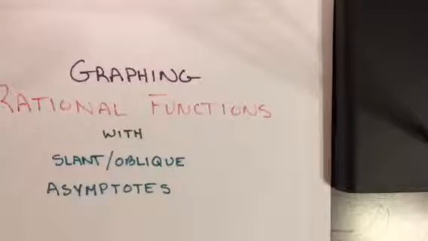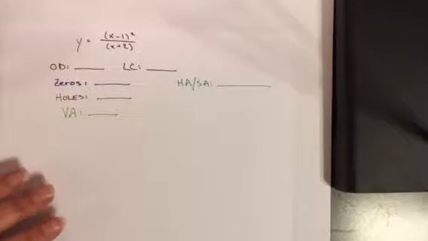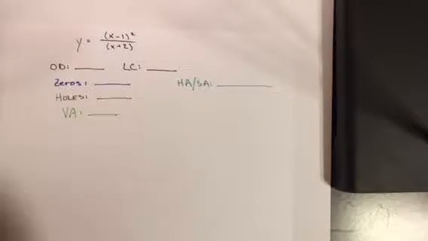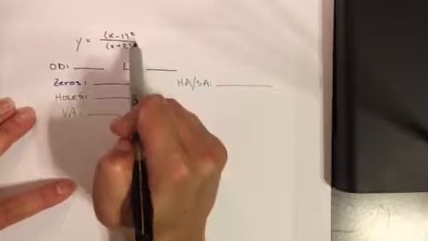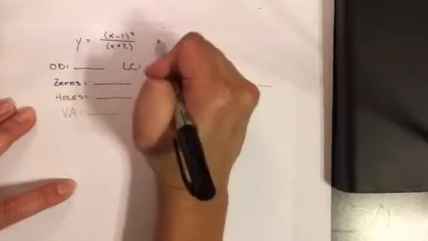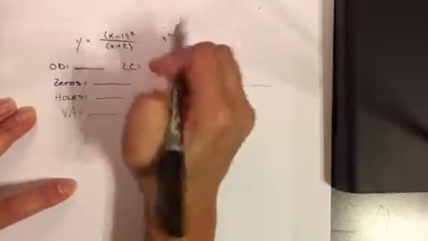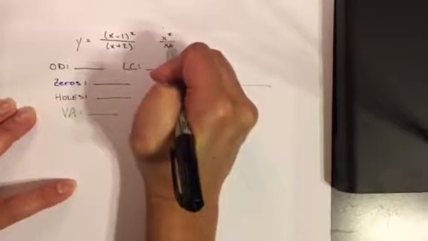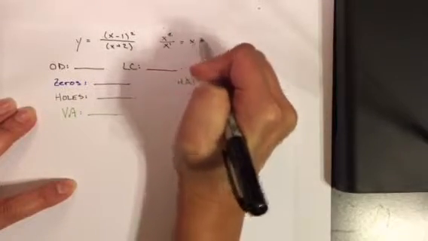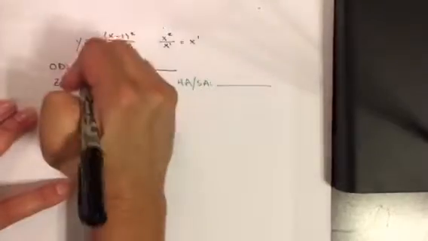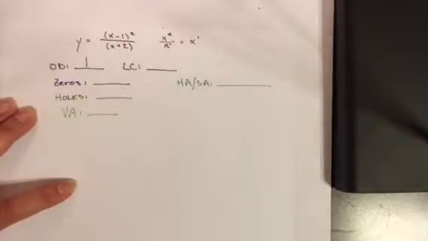Graphing rational functions with slant or oblique asymptotes. All right. So I'm going to take my function and look for my overall degree. So in the numerator, it's x squared. Denominator, it's x to the first. So my overall degree is x to the first. So overall degree is 1.